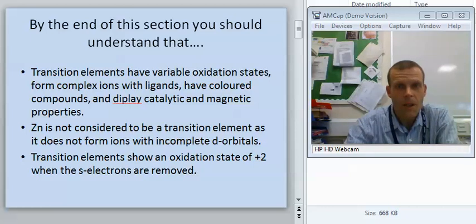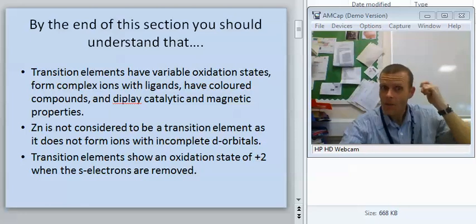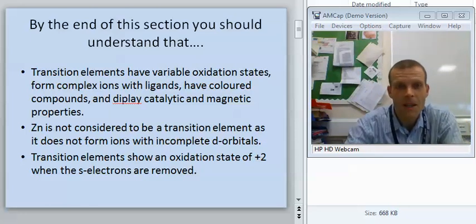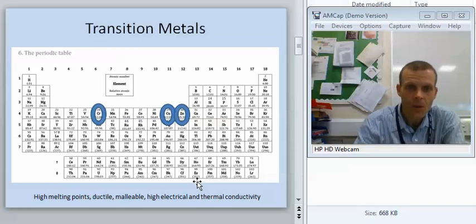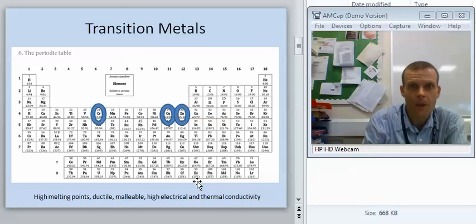They have variable oxidation states, or combining powers. They form complex ions with ligands, colored compounds, and display catalytic and magnetic properties. And zinc isn't counted as a transition element because it doesn't have an ion with incomplete d orbitals. So if we look here, maybe we could expand on that point now.